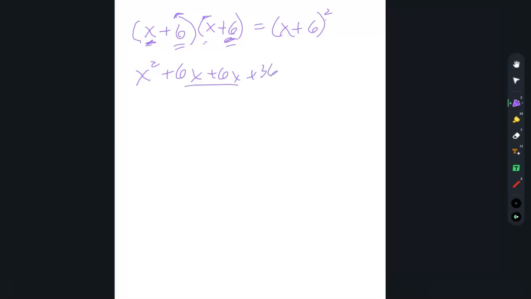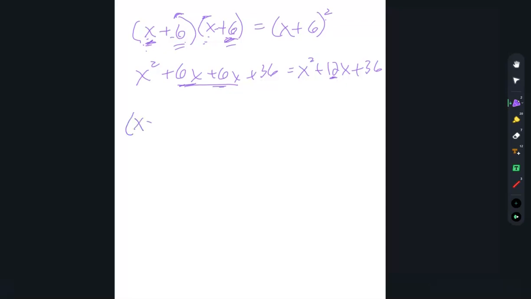So these two numbers add up to 12, right? So 12x plus 36. I'm thinking that that is 2 times the 6, right? Because you have the 6x and the 6x, the outsides and the insides are always going to be the same number. All right, let's try it again.